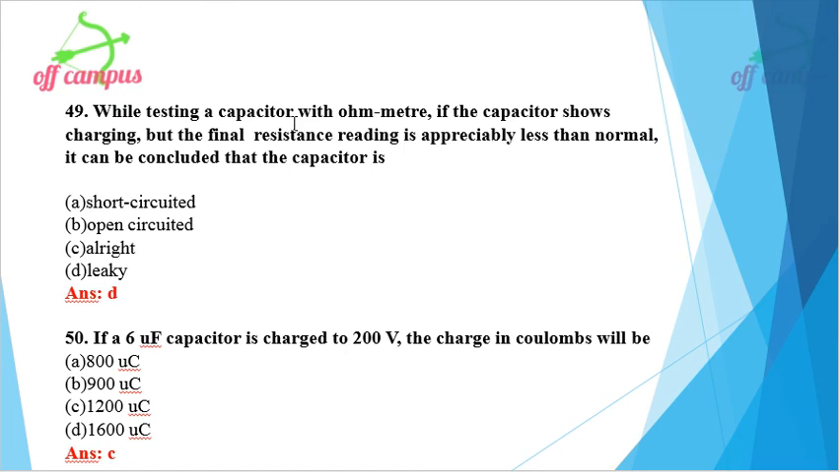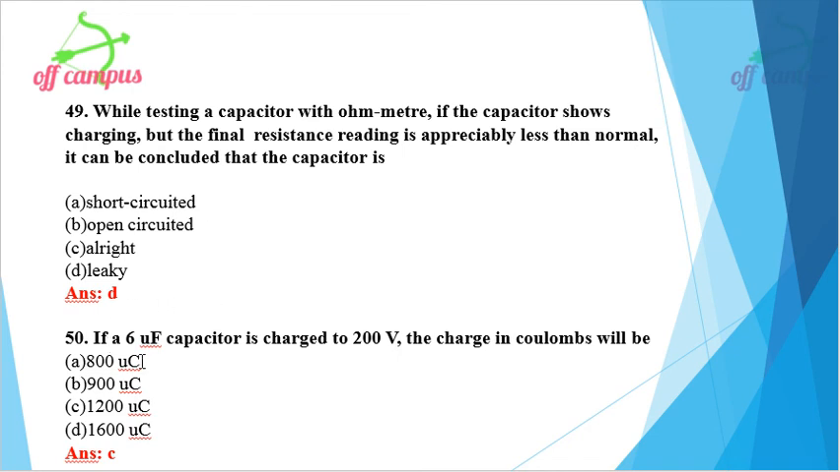Next one. While testing a capacitor with an ohm meter, what will happen if the capacitor shows charging first but the final resistance reading is appreciably less than the normal value? It can be concluded that the capacitor is leaky. Less than normal value means some leakage is there. So option D, leaky, is the right option.